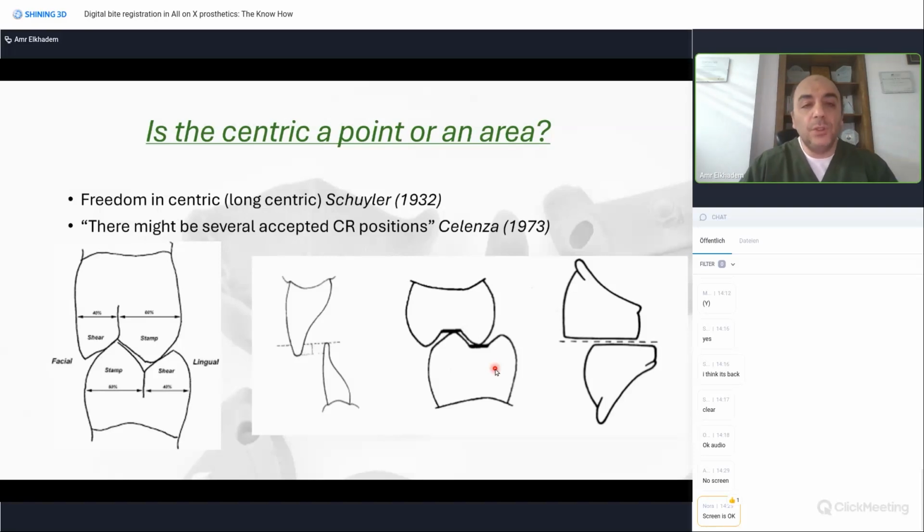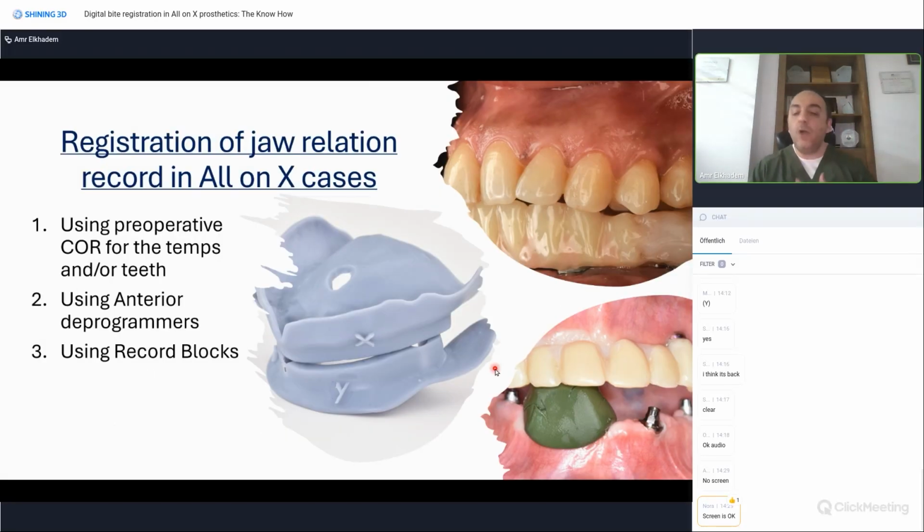Okay, let's go to the real topic today. Now I have a patient in whom I placed full arch implants, and I need to register the jaw relationship. We have probably 3 ways of doing this. I will go through the 3 ways and tell you the differences between them.